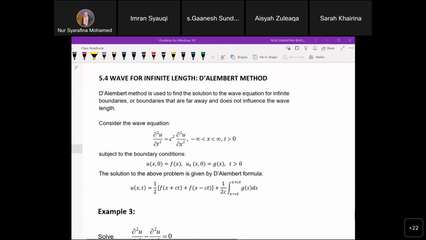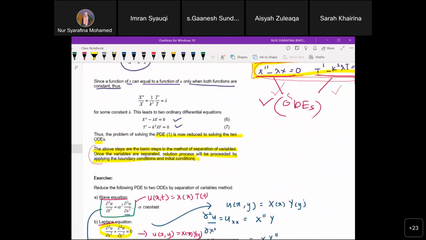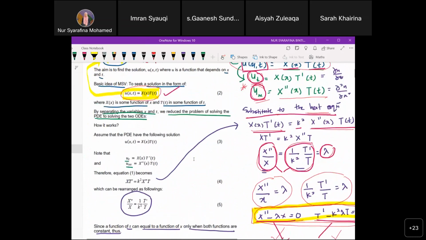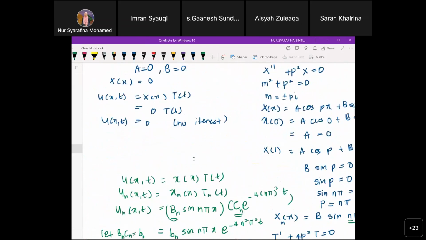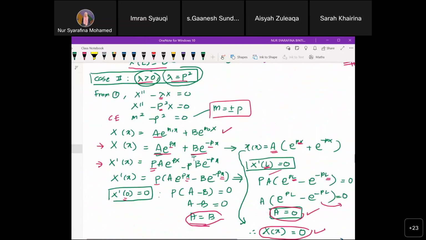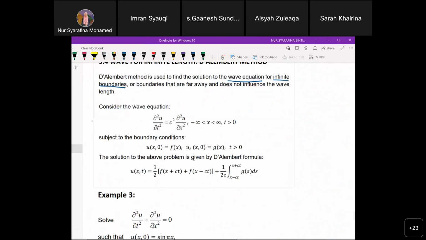This Alembert method is used to solve the wave equation for infinite boundaries. How many types of PDE have we discussed earlier? We have heat, we have wave, we have Laplace, we have heat for 1D, 2D, 3D, right? But you have to take a look at the limit given also.